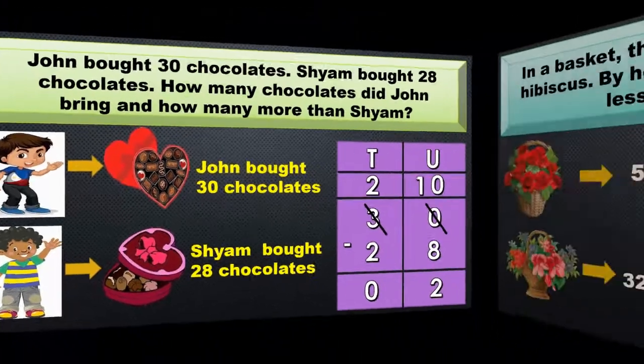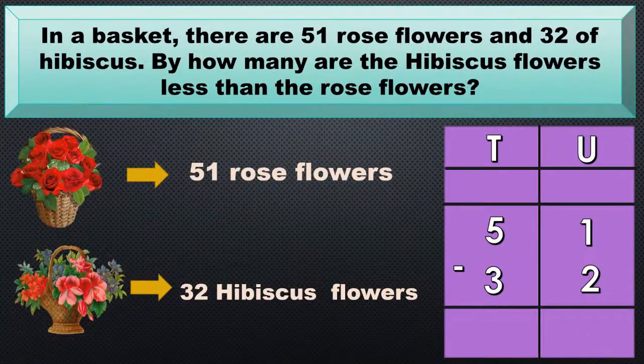First read the sum. In a basket there are 51 rose flowers and 32 hibiscus flowers. How many hibiscus flowers are less than the rose flowers? First 51 rose flowers, then 32 hibiscus flowers. Let's do this sum. First write 51, then subtract 32.